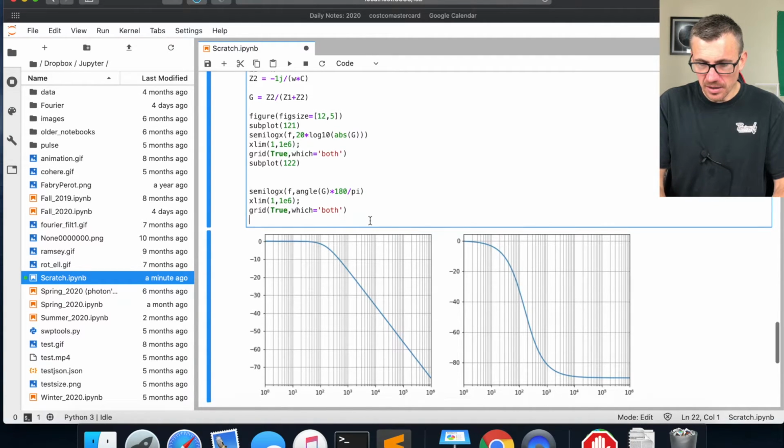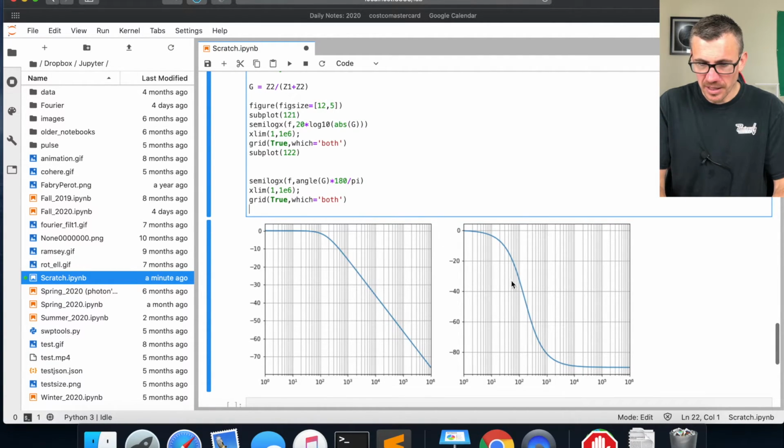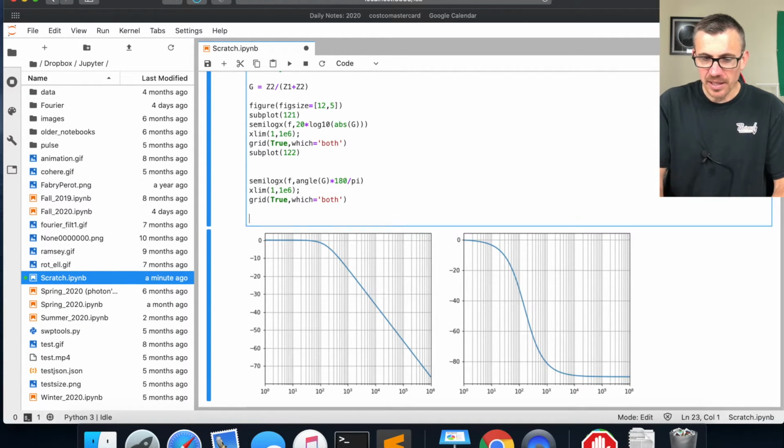And on the other plot, we see the phase here at around 45 degrees. That's about, I don't know, between 100 and 200. That is roughly where we start rolling off here, around 200. In fact, we can calculate what our cutoff frequency is. Let's actually have a look.